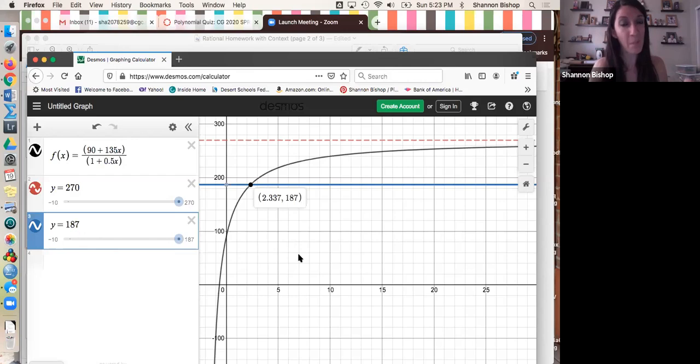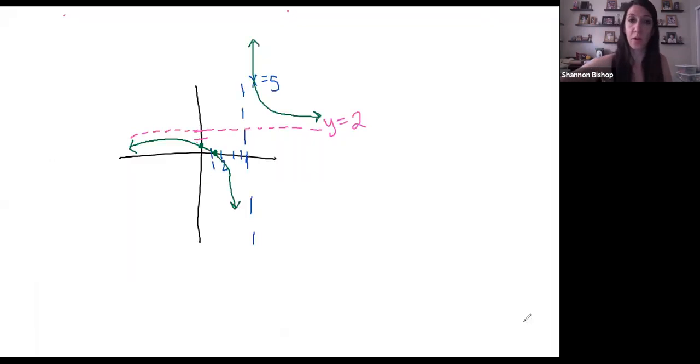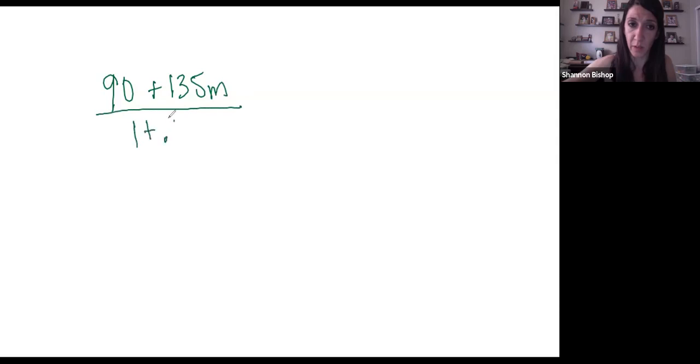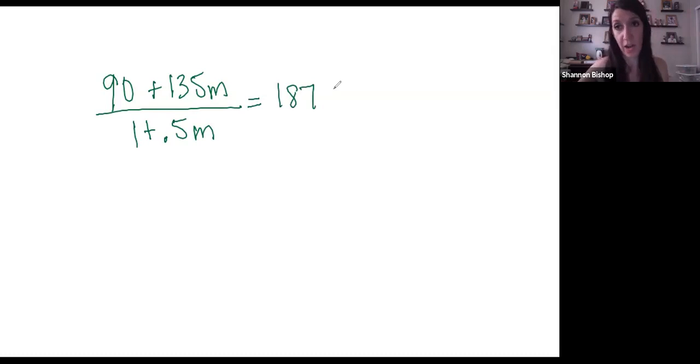But one more time, let's talk about the algebra. So if I wanted to do this very same question with a pencil and paper, my formula was 90 plus 135m all over 1 plus 0.5m. And now here we are wanting to find an output of 187. So once again, just acknowledging that 187 is the output, so it goes on the outside.